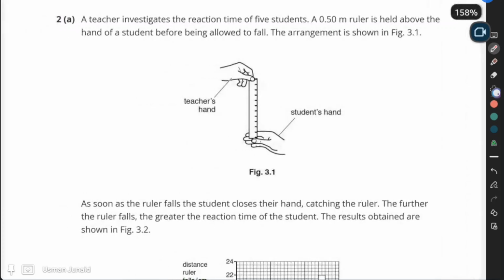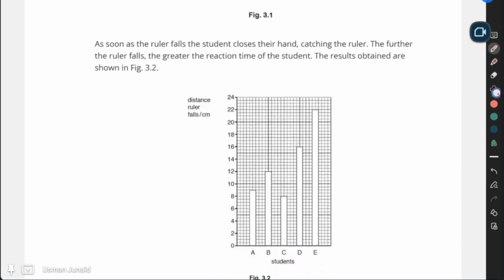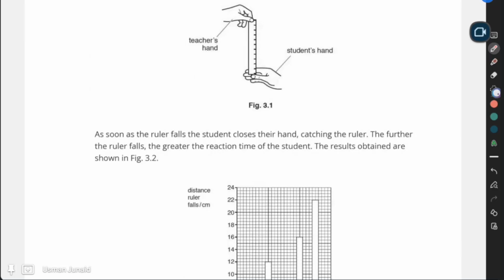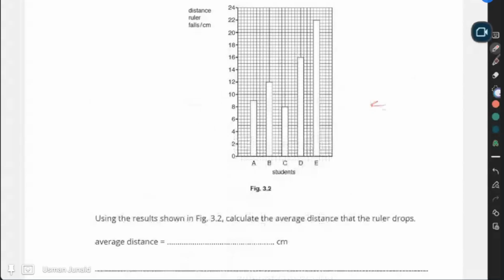A teacher investigates the reaction time of five students. A 0.5 meter ruler is held above the hand of a student before being allowed to fall, in the arrangement shown in figure 3.1. So, what they're doing is leaving this ruler from this height, and this person grabs it, and his reaction time is measured here.